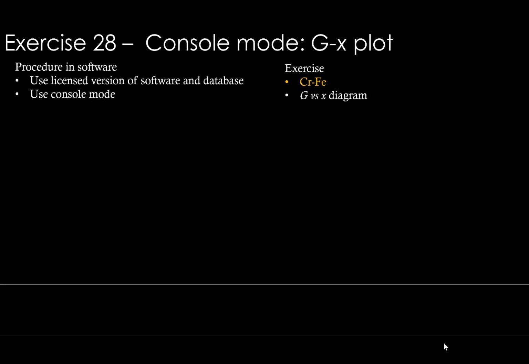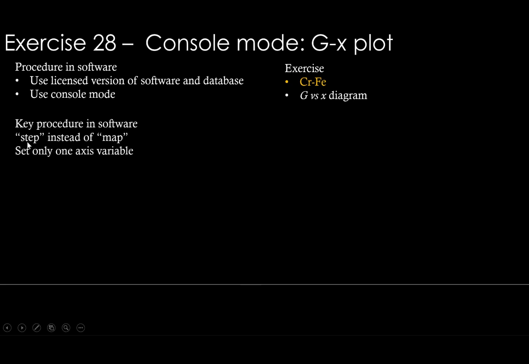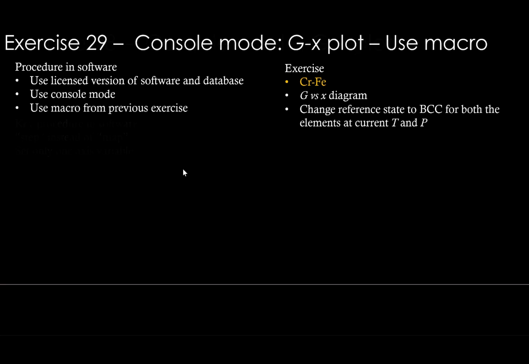Now we are going to use console mode and do that. Quickly I will show how to do that. The important change is here. We have seen in the previous class, when we made the CoCr-FeNi phase fraction plot, that we used stepping instead of mapping and set only one axis variable instead of two axis variables compared to a phase diagram. That's the important change. So we'll do this diagram first, and then we will do another exercise where we will use the macro and change the reference state.